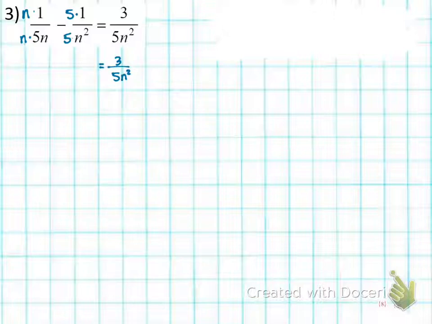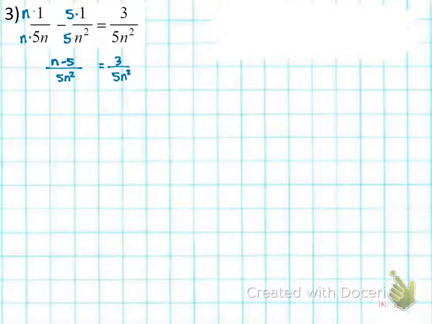Okay, but going back here now, let's look up here. N times 1 is just n. And then we have negative 5 times 1 is negative 5, so we have n minus 5 here as our first numerator, all over 5n squared. At this point, we've got a common denominator, and we have two fractions equal to each other, which is perfect for a proportion problem. That's when we're allowed to cross multiply.